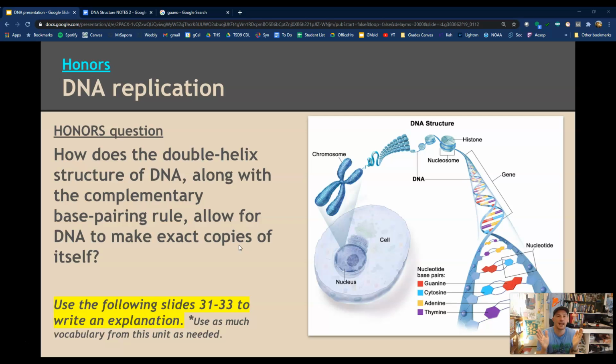How does it make exact copies of itself? How does that one cell make 2 cells, make 4 cells, make 16, make 37 trillion, and keep that information intact each time? How does it pass along that code? There's a couple things we've learned today about DNA that allow it to do that. One is the complementary base pairing rule: A pairs with T and C pairs with G each time as you move up and down the molecule. And the other is that it is 2-stranded. It's a double helix, so you've got 2 copies of that code.